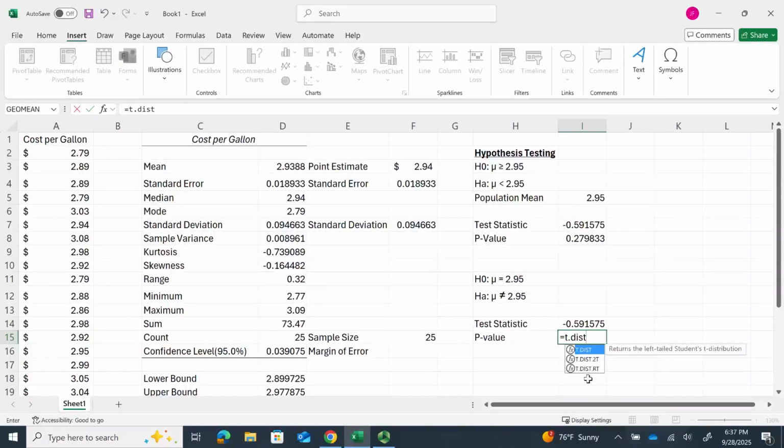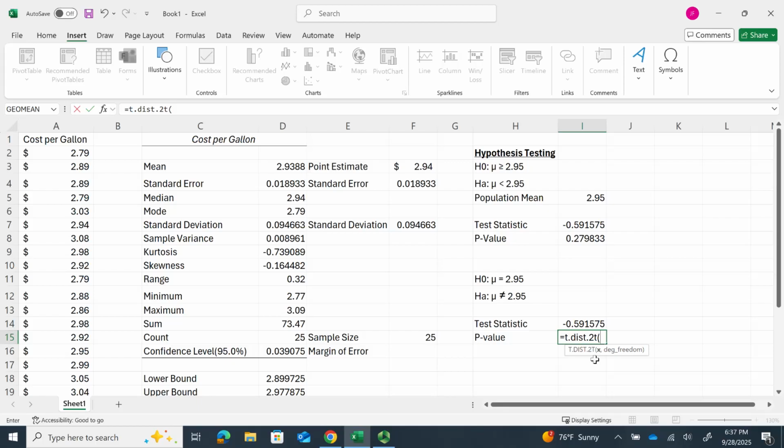And you'll see when I start typing that in, there are a few options. There's this T.DIST.2T, which is for a two-tailed test. So I'm going to say .2T, and then left parenthesis. And now the inputs for this are the value of the test statistic and the degrees of freedom.